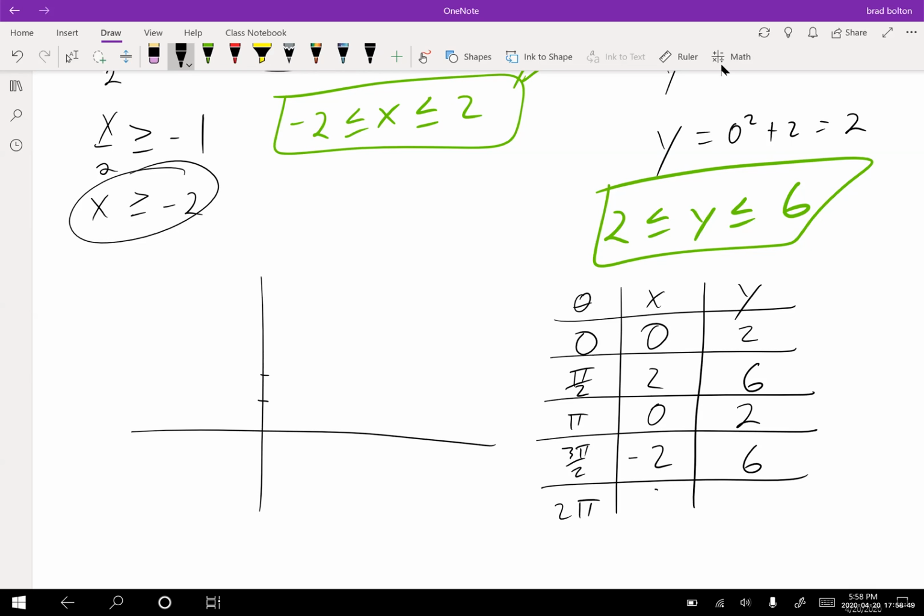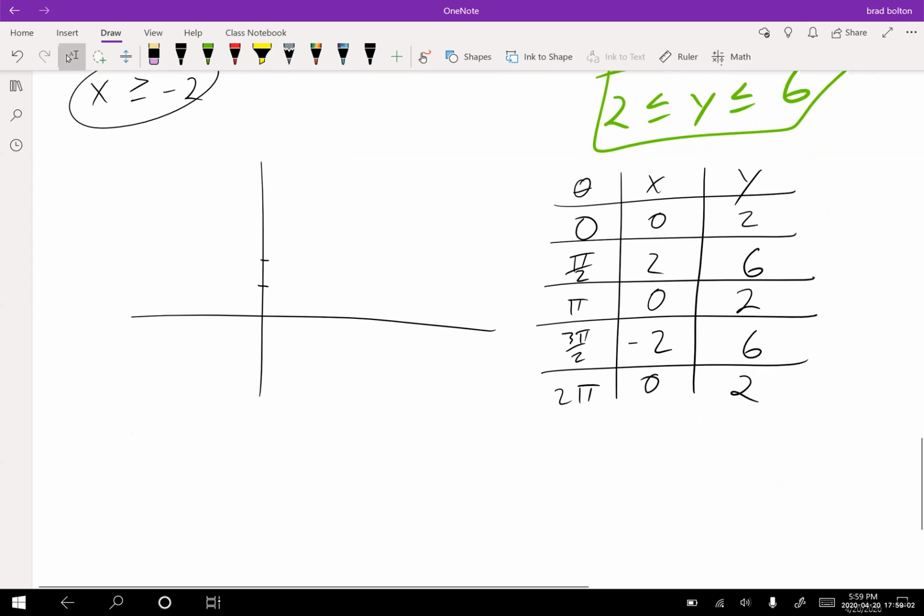Okay, so hopefully you guys are back if you paused it, and you're now at these values, same as me. So x is 0, 2, 0, -2, 0, and y is 2, 6, 2, 6, 2. I better go by twos on the graph: 2, 4, 6.